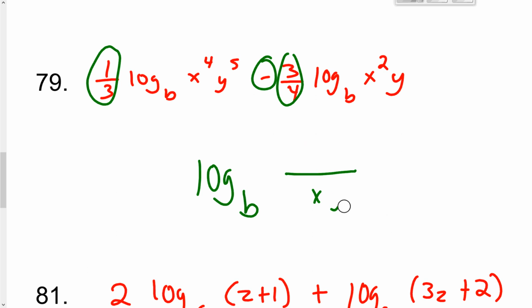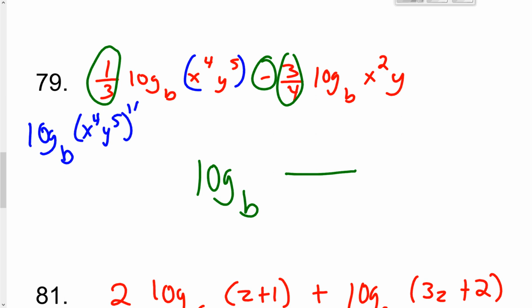So first we can rework the power property, right? We can take this 1/3 and raise it to what I'm taking the log of, so I need to raise it to that. So let's rewrite that. Log base B of x to the 4th, y to the 5th. Those are both being raised to the 1/3. And then we're subtracting.